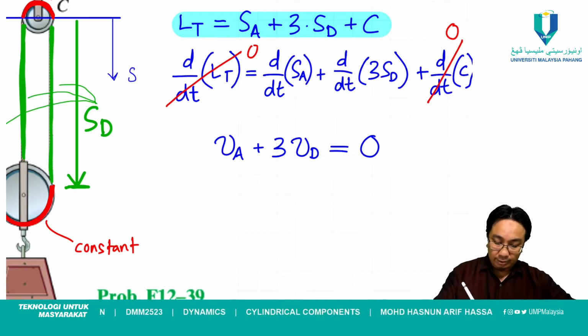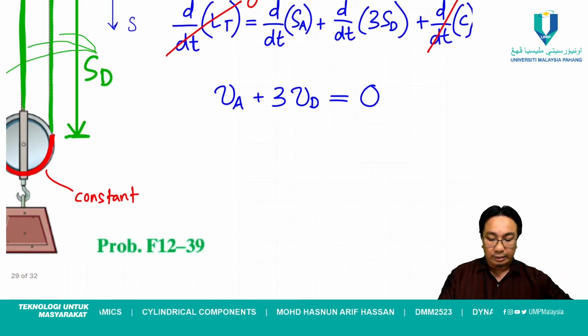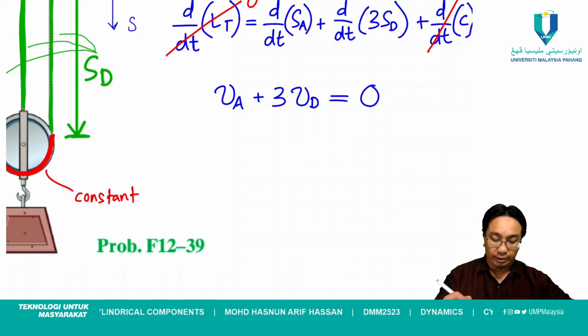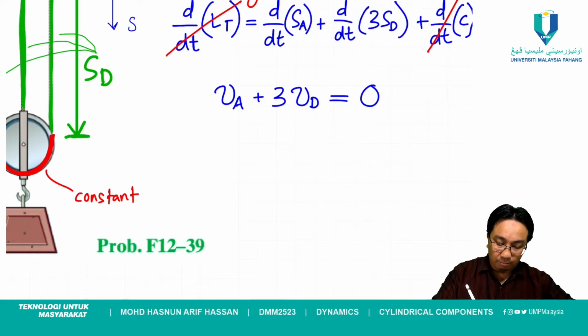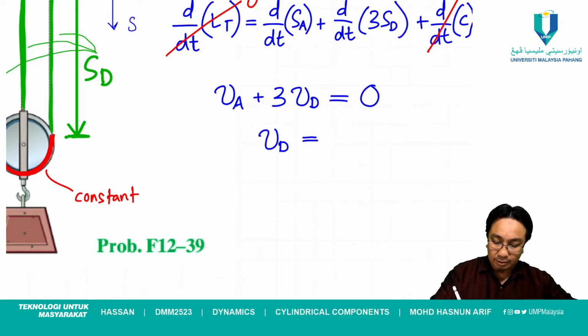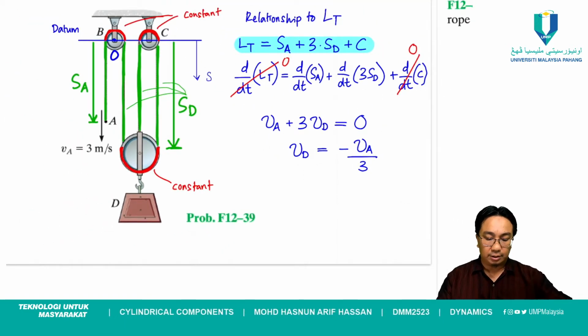And then kita nak cari apa tadi? Kita nak cari VD kan? Kita nak cari VD. So VD will be minus VA over 3. Okay, that will be the relationship.